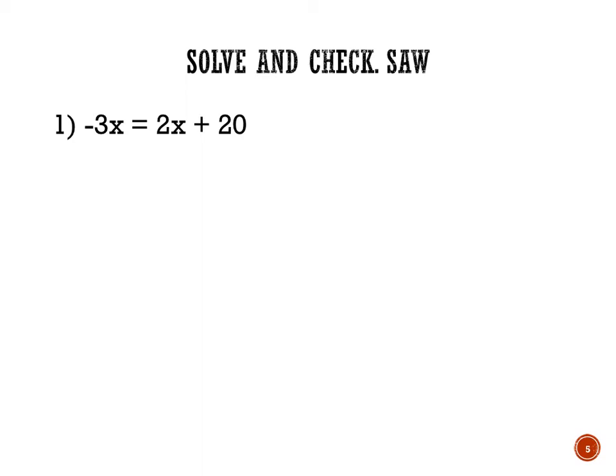Step number 3. Since my negative 3x is by itself on the left side, I'm going to move my positive 2x with it. To get rid of a positive number, you're going to subtract. So minus 2x, minus 2x. So negative 3 minus 2 equals negative 5x equals 20.